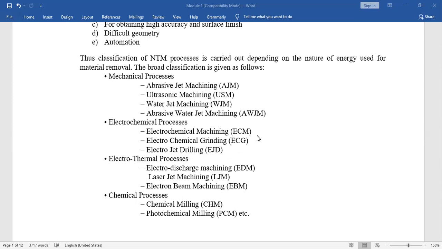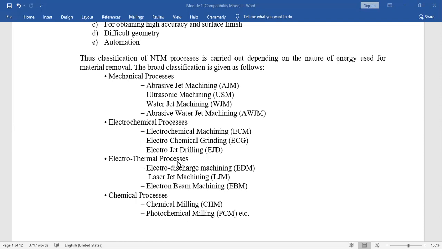In your syllabus you only have to study electrochemical machining, that is ECM. In this machining there is some numerical part, meaning what will be the operating voltage, what will be the ampere factors, and then what will be the MRR. So this you have to study.